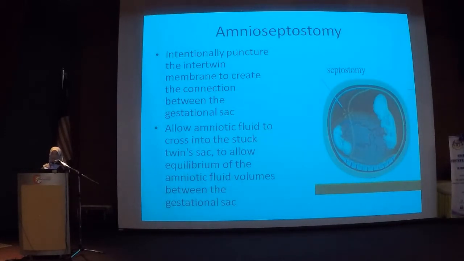So how about amnioseptostomy? It is actually intentionally puncturing the intertwin membrane. We puncture the intertwin membrane to create a connection between both gestational sacs. So it allows the amniotic fluid to cross into the stuck twin sac to allow equilibrium of the amniotic fluid between the gestational sacs. Again, we don't actually treat the cause of the TTTS.